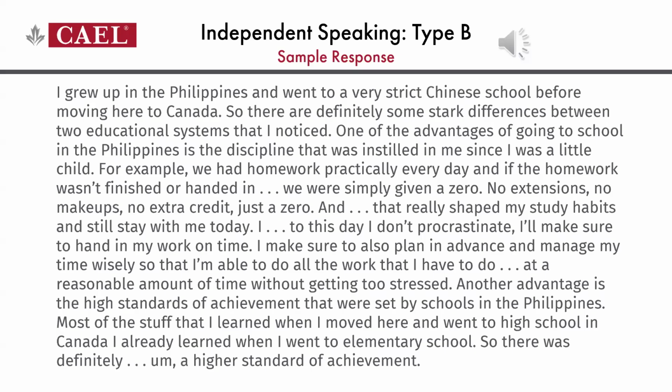I grew up in the Philippines and went to a very strict Chinese school before moving here to Canada. So there are definitely some stark differences between the two educational systems that I noticed. One of the advantages of going to school in the Philippines is the discipline that was instilled in me since I was a little child. For example, we had homework practically every day, and if the homework wasn't finished or handed in, we were simply given a 0. No extensions, no makeups, no extra credit, just a 0.